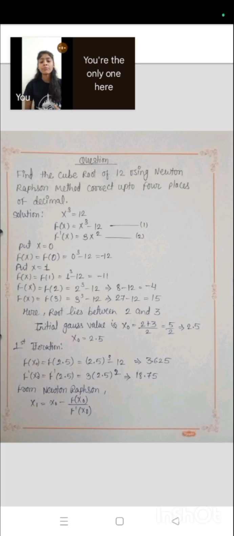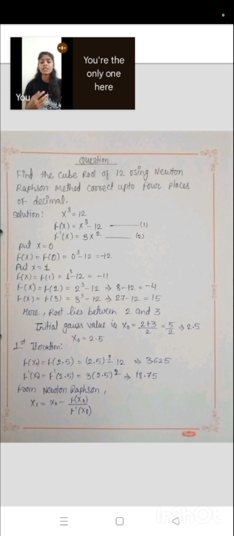Now we again put x is equal to 3, because the values of f of 1 and f of 2 are negative. So again we put x is equal to 3. Now 3 cube minus 12 is equal to 27 minus 12, which is equal to 15. Here we can see that f of 2 and f of 3 are negative and positive, so the root lies between 2 and 3.